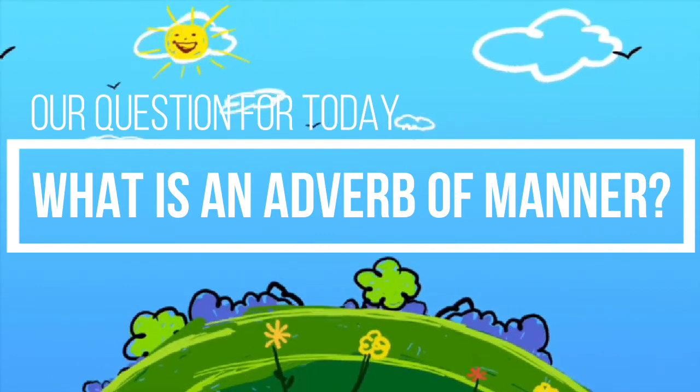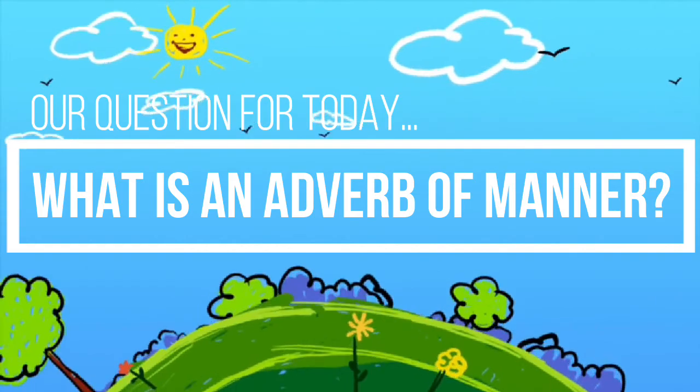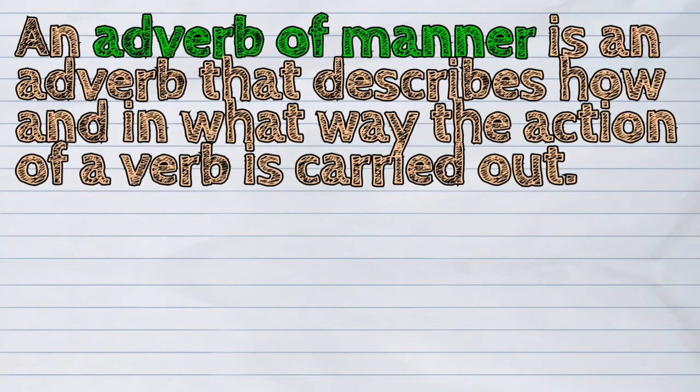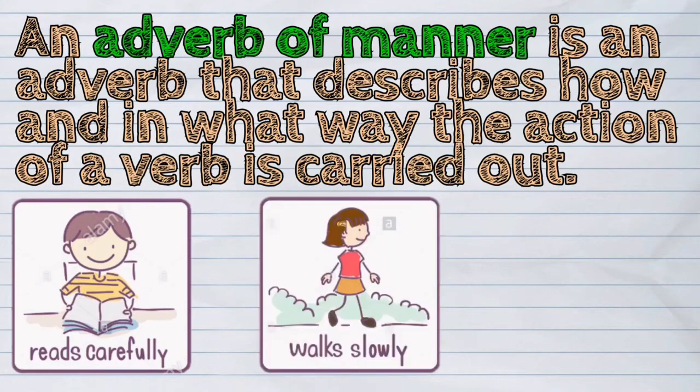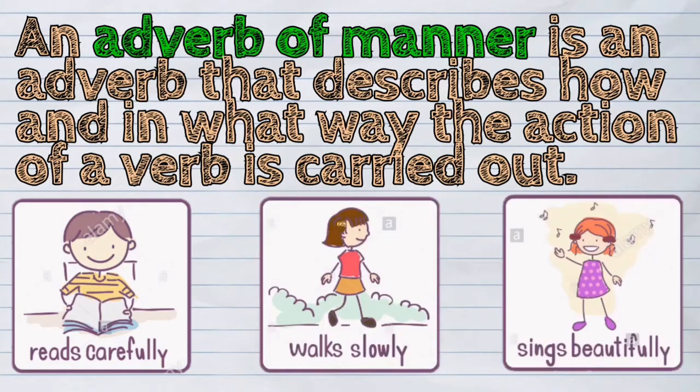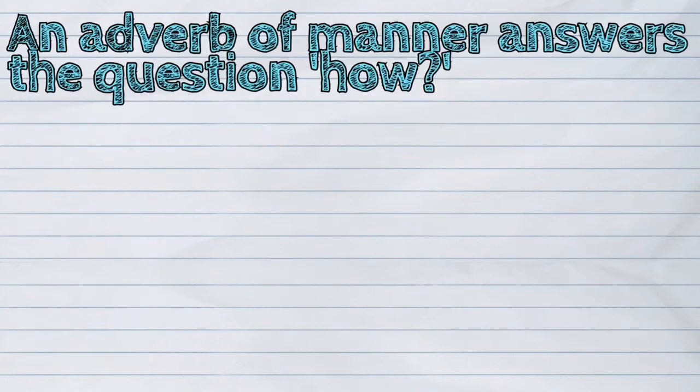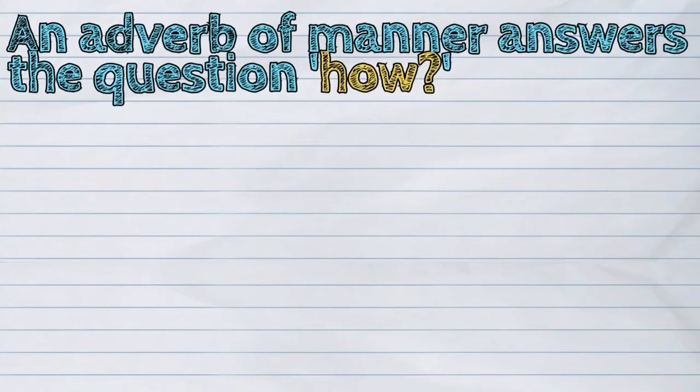Our question for today is, what is an adverb of manner? An adverb of manner is an adverb that describes how and in what way the action of a verb is carried out. For example, reads carefully, walks slowly, and sings beautifully. An adverb of manner answers the question how. They normally come after the verb or the direct object.